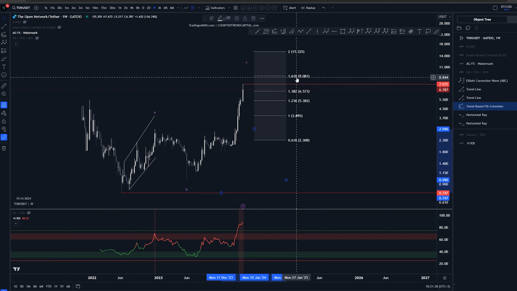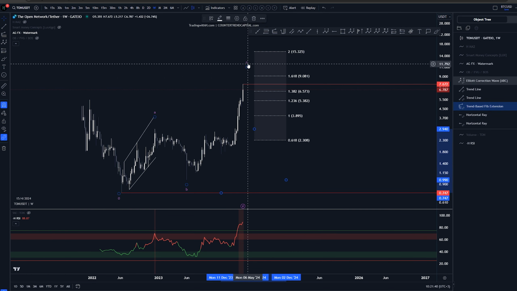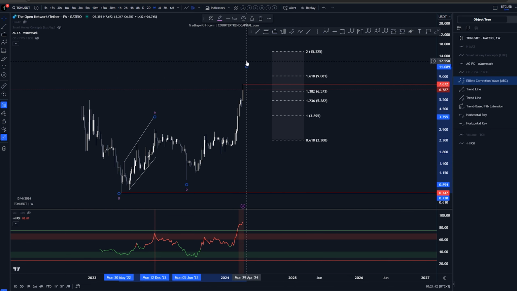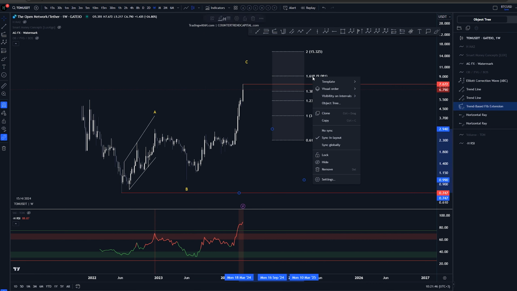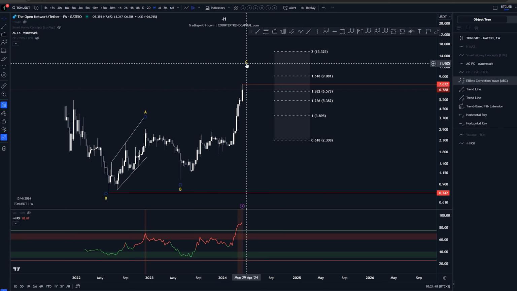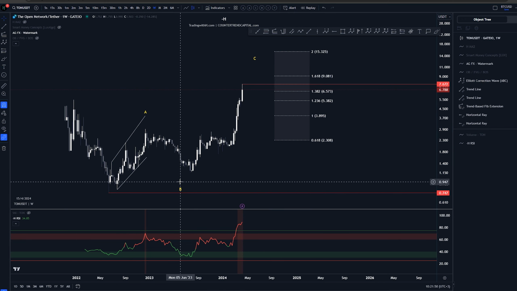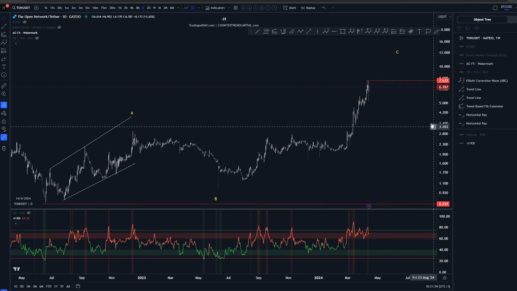Now at this point, we are getting closer and closer to the 1.6 extension, which generally means that we are starting to favor the more bullish idea overall. Let's take a look at closer to the C wave here, the internals. Internally, let's go to a lower time frame to see this.